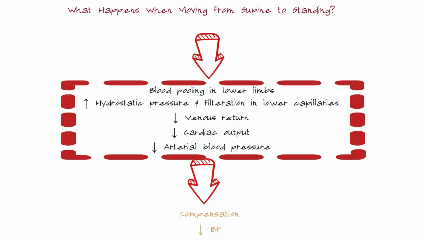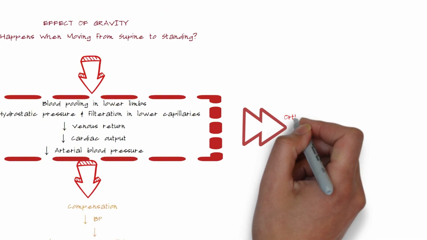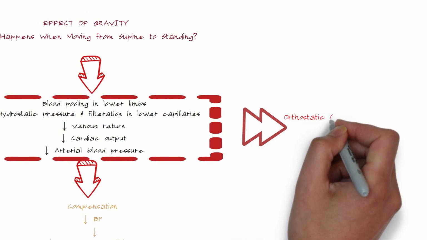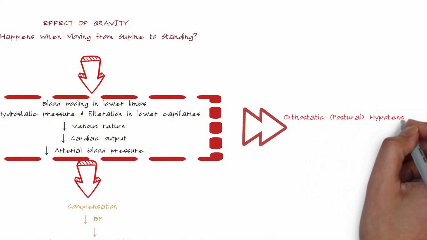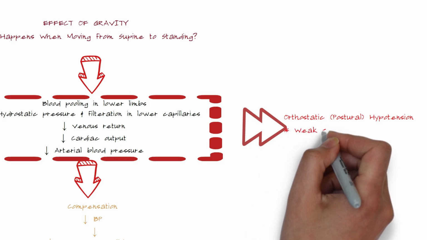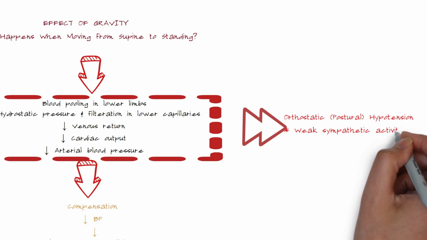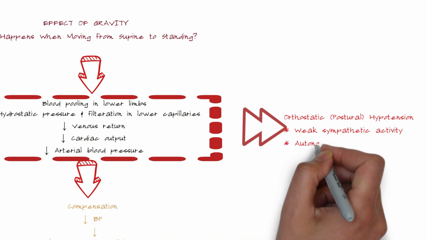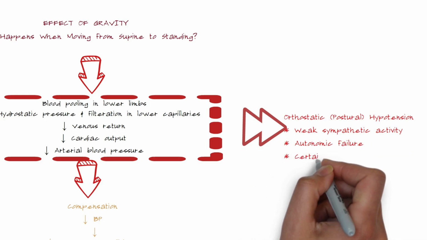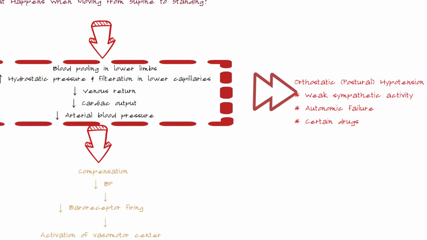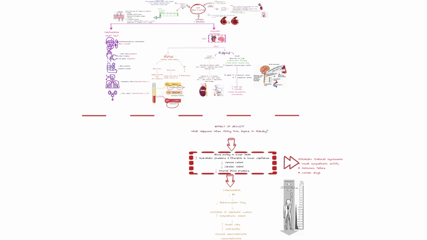But what happens if the compensation fails? If this response is insufficient, the blood pressure remains low, the cerebral perfusion decreases, and the person feels dizziness and fainting, and this is what is called orthostatic hypotension. When does this occur? Mainly if sympathetic activation is weak, or there is a sympathetic neuropathy, as in diabetic autonomic nervous failure, a problem in the vasomotor center, or due to administration of sympatholytic drugs.